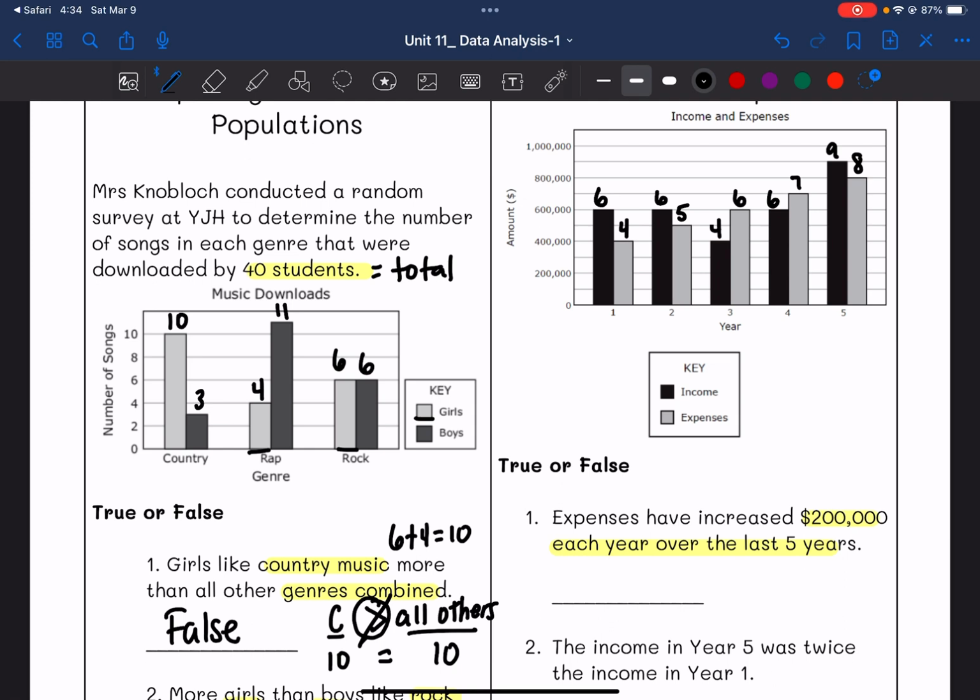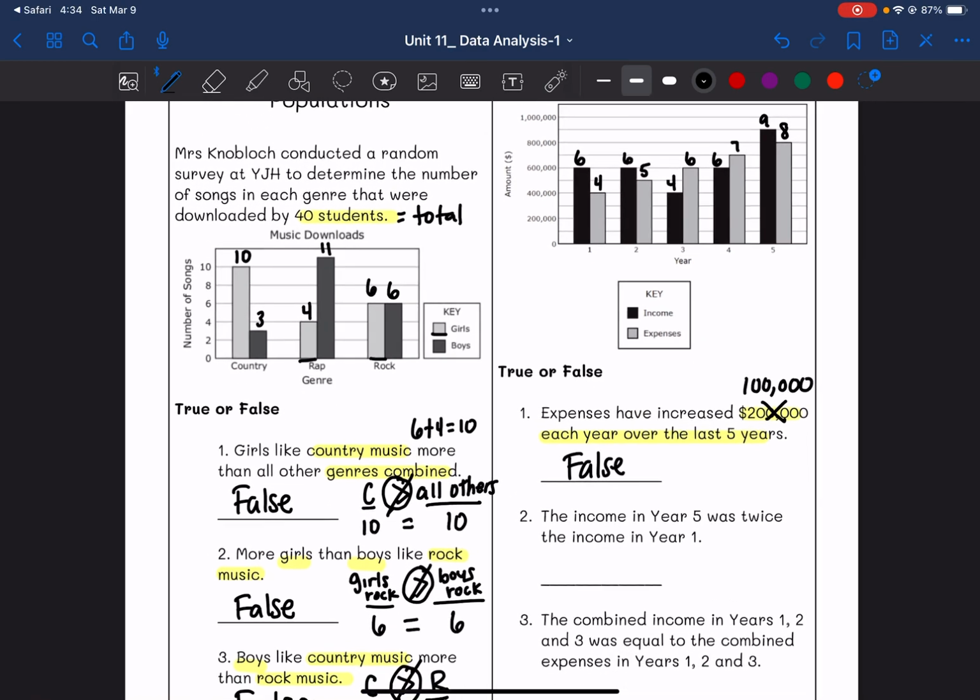But if we look at it, it's going from 4 to 5 to 6 to 7 to 8. It's only going up by 1 each time. So that means that it's not 200,000, but it's 100,000 that it's going up by. So this is false. Okay, let's look at number 2.